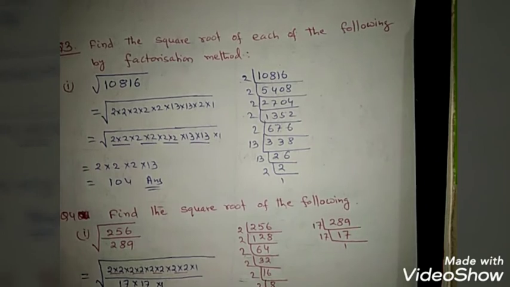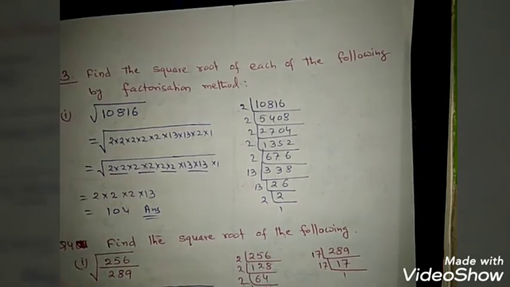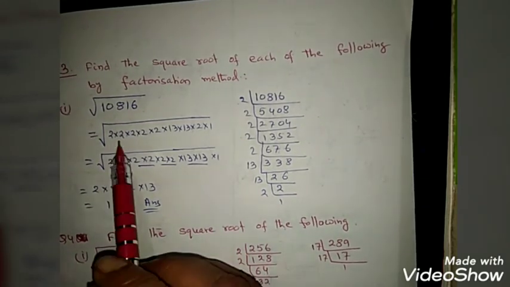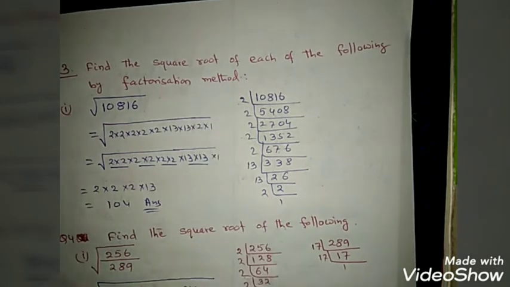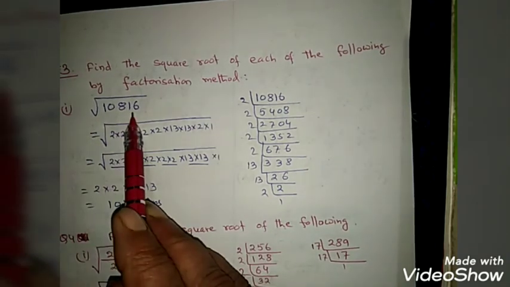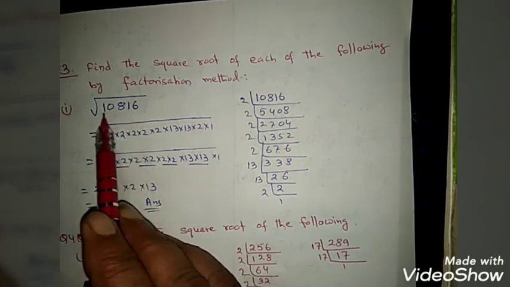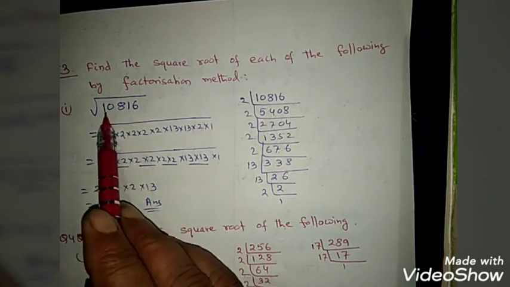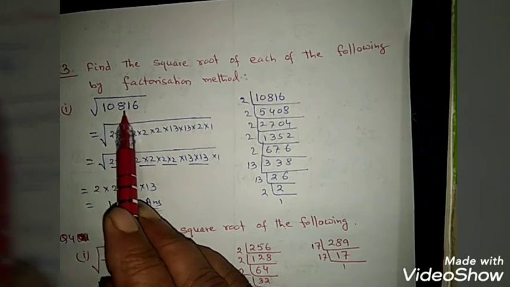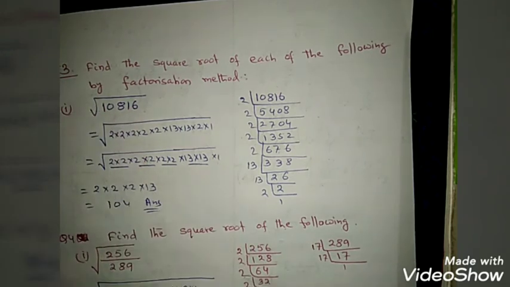Now take question number 3. In question number 3, you have to find out the square root again by using the same factorization method. Now this time the digits are a little bit longer, bigger digits are there. So the number is 10,816. We have to find out the square root of 10,816. So the process is the same.